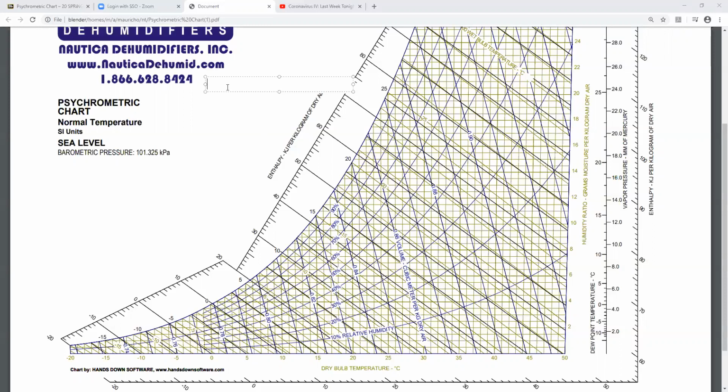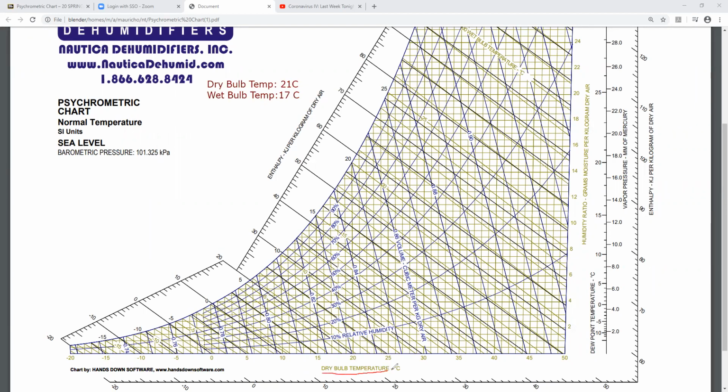So I'm gonna start by writing down the two properties that we found out from the previous video. So using that sling psychrometer, we realized that the dry bulb temperature was 21 degrees Celsius and the wet bulb was 17. So now I proceed to, I'm gonna go to the chart here. I'm gonna show you where it is located.